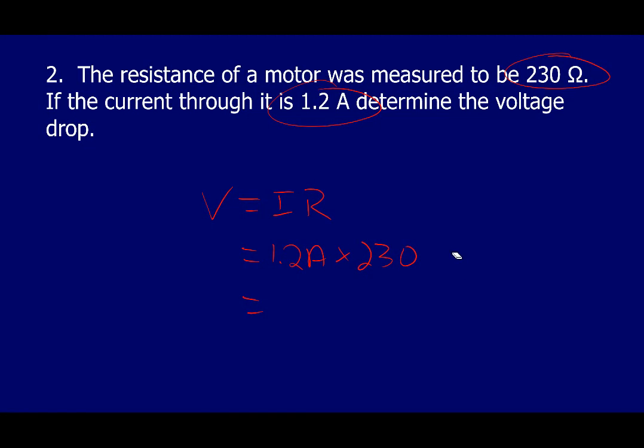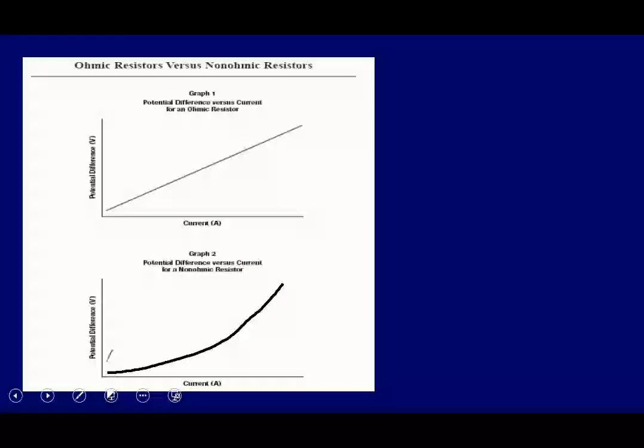Ooh, that's an ugly ohm symbol. Let me clean it up. That's a little better. 1.2 times 230 is 276. I'll round it to two digits and say it's 280 volts. You've just got to play around with this formula.